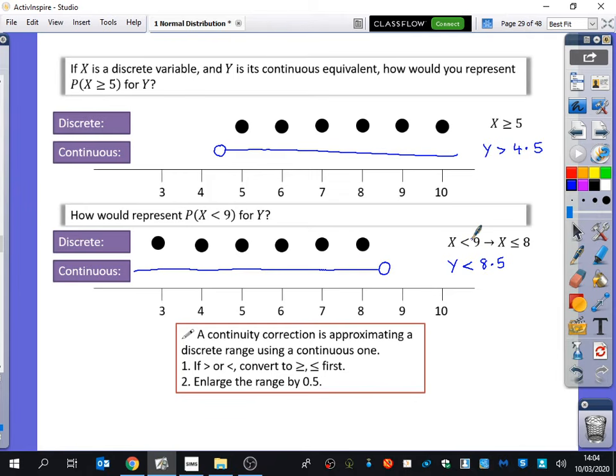So just reminding ourselves of what we did with binomial before. A continuity correction is approximating a discrete range using a continuous one. If it has less than or greater than, first convert it to our standard ones, which are less than or equal to or greater than or equal to, like we did here, and then you enlarge the range by 0.5. You want to include just that little bit extra. Every time I approximate a binomial using a normal, I forget to do this, and I don't want you to forget it. So as soon as you see that you're going from discrete to continuous, you've got to do this continuity correction.